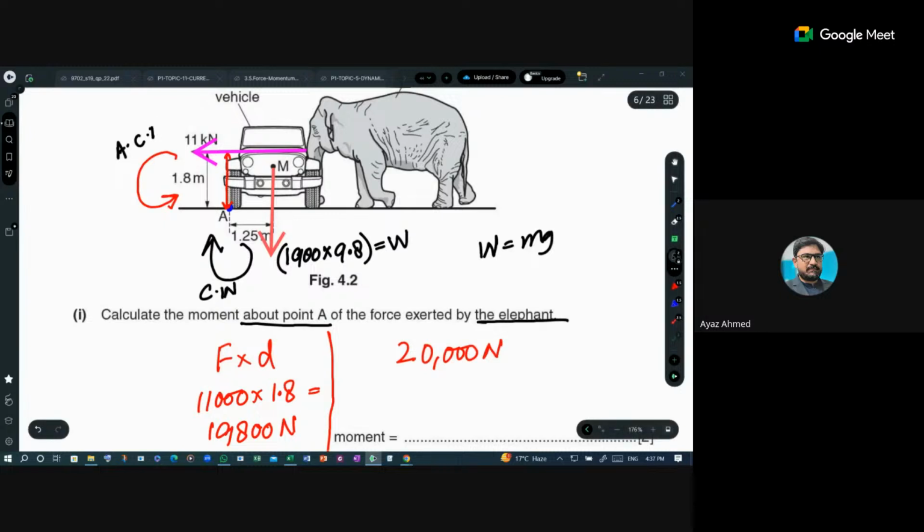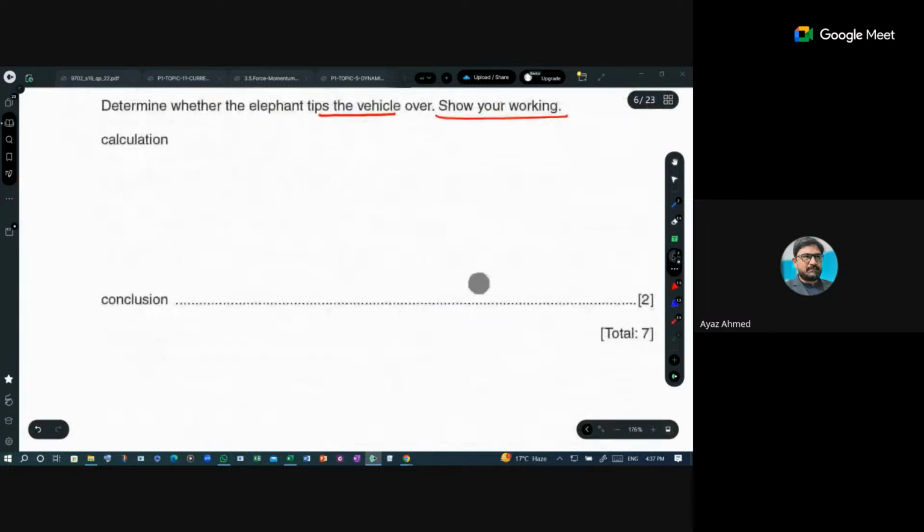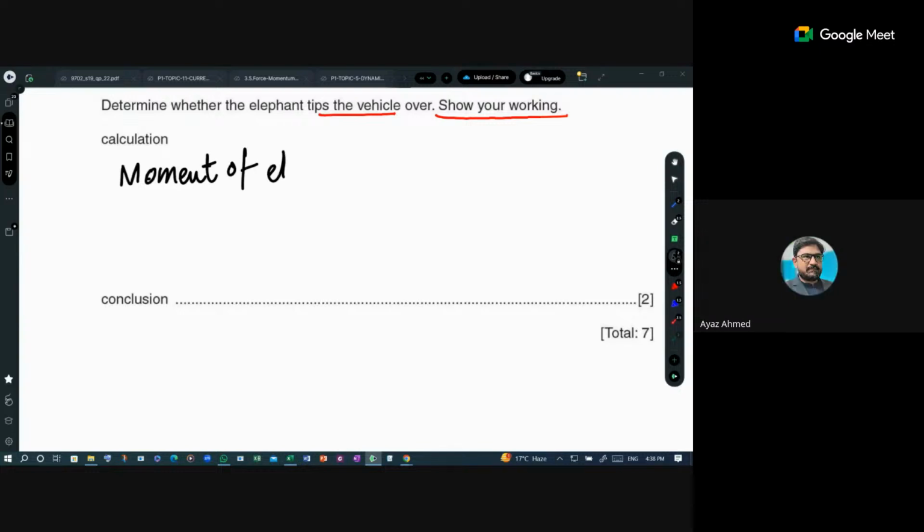If the moment of the elephant would be greater, it would be tipped over. If the moment of the weight is greater, it will not tip over, right? So I would calculate both of them. F1 D1, you can write in this way: moment of the elephant, we have calculated that, or not? Moment of the elephant.